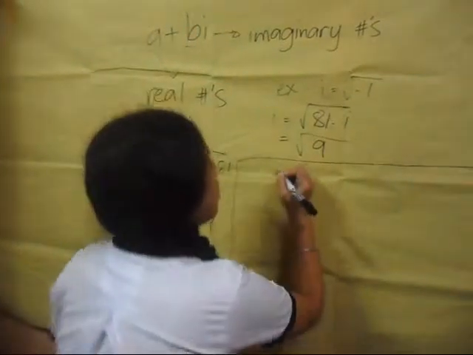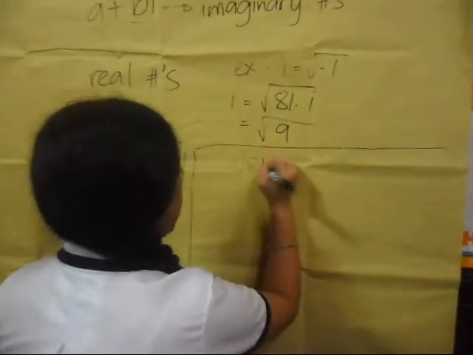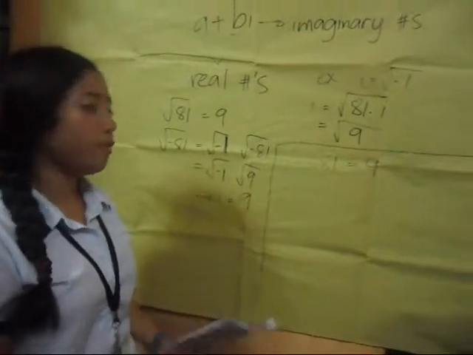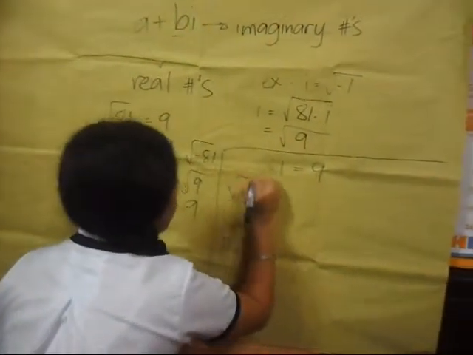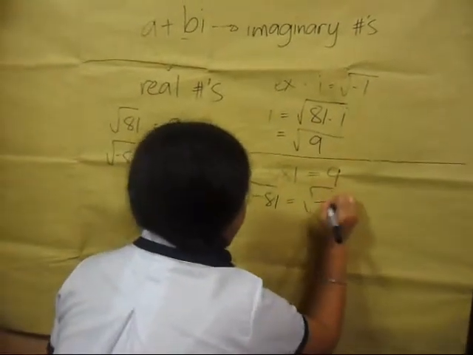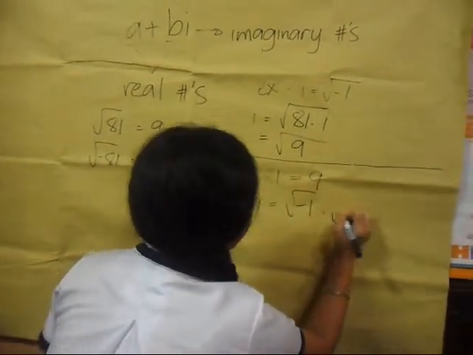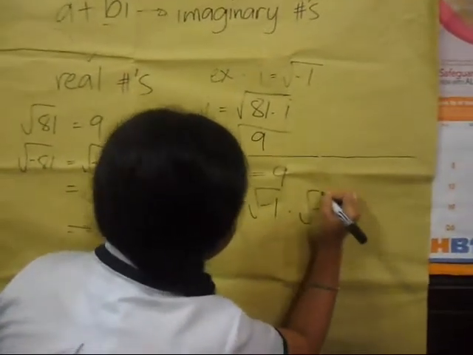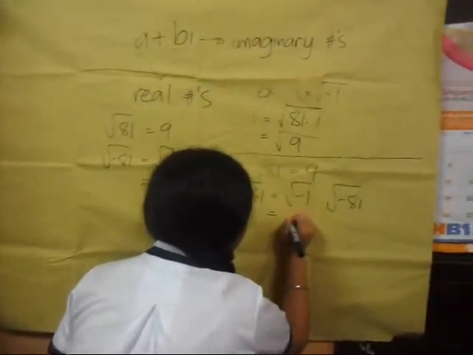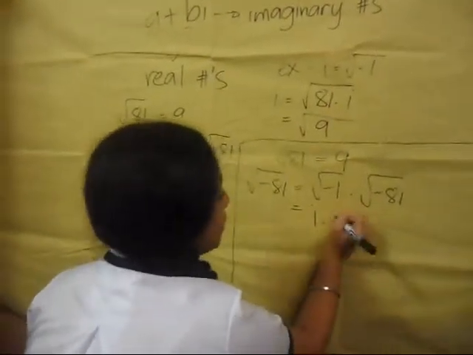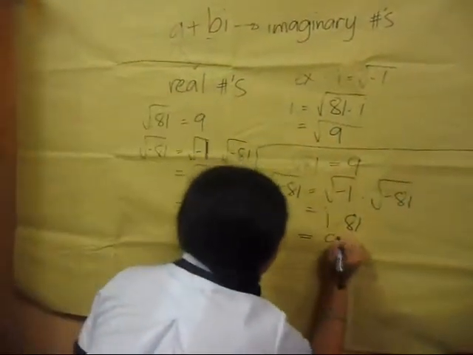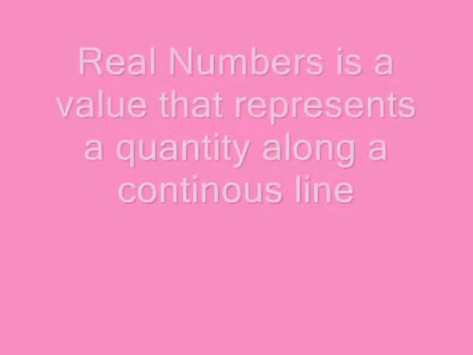Complex number. The square root of 81 is equal to 9. So the standard form of a complex number: the square root of negative 81 is equal to the square root of negative 1 times the square root of 81. So we just bring down the imaginary number i times 9. So the final result is 9i.